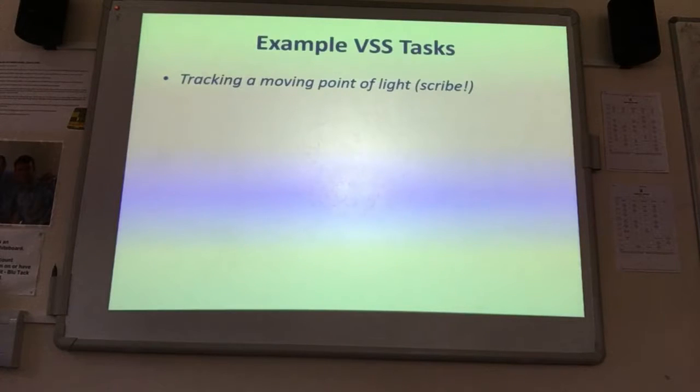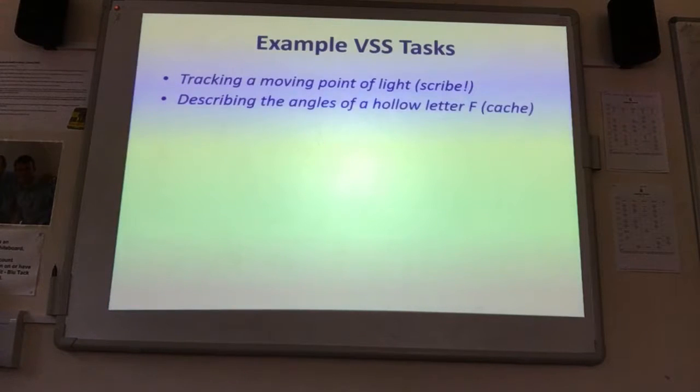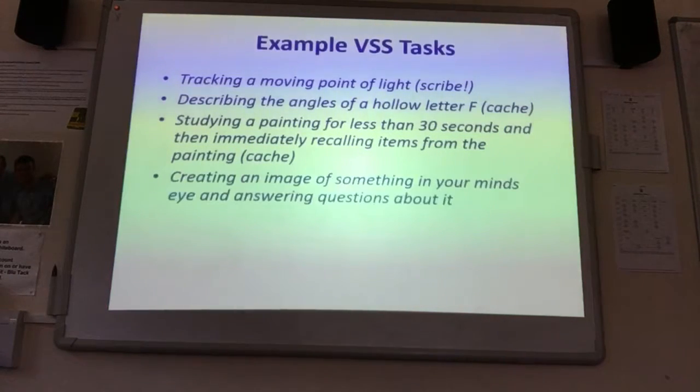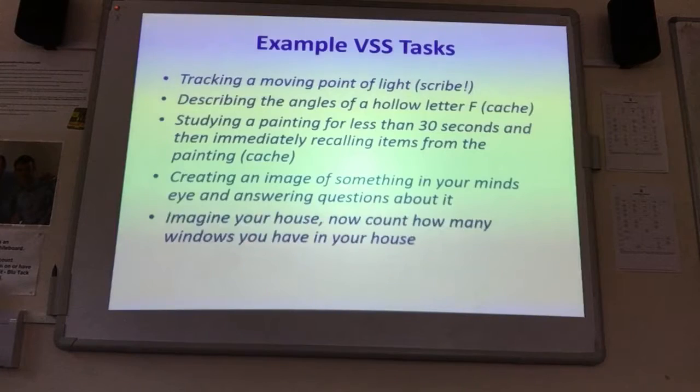I just said it already. You might be asked to test the scribe. You might be asked to follow a moving dot on a piece of paper in front of you. You might be asked to imagine the letter F, a 3D letter F in your mind's eye, and describe to the researcher the angles of a hollow letter F. You might study a painting for less than 30 seconds and then immediately recall items from that painting. Okay, you might create your own mental image. I might say to you now, I want you to imagine a book with a dancing elephant on top and sitting at the bottom of a tree. Okay, a bit abstract, but your creation of that image in your mind's eye is using your visuospatial sketchpad.